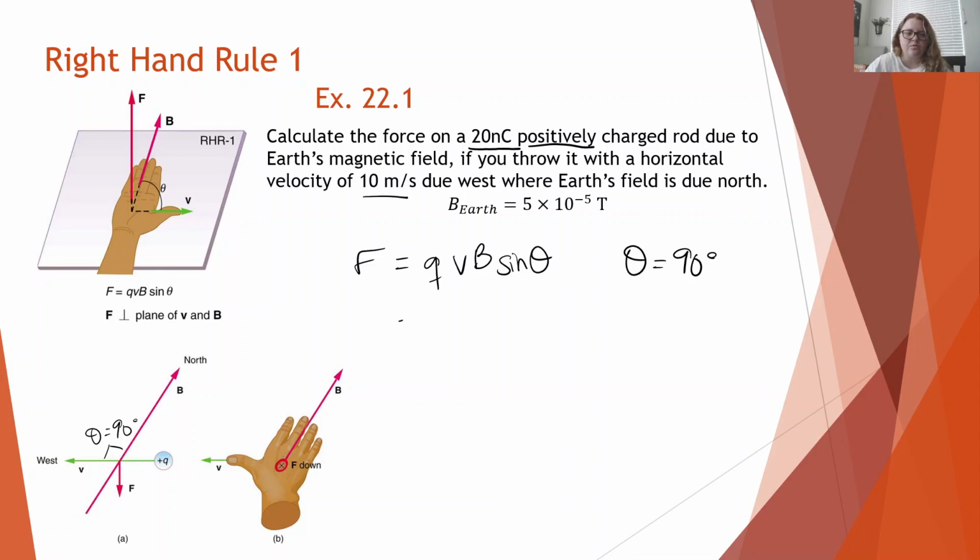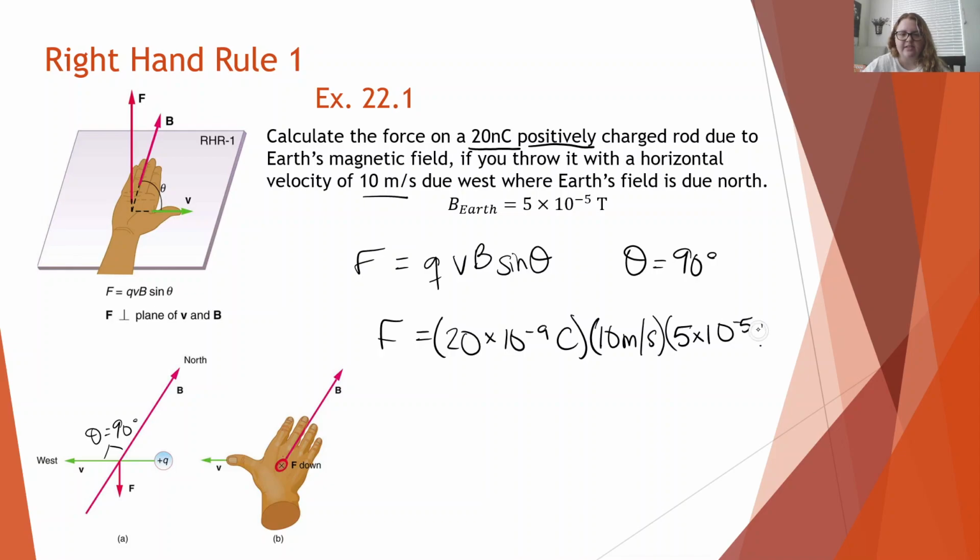So we'll have F is equal to Q, which is 20 nanocoulombs, so that would be 20 times 10 to the negative 9 coulombs, and the velocity 10 meters per second. The B field is 5 times 10 to the negative fifth Tesla, sine of 90 degrees. Sine of 90 degrees is equal to 1, so I'm not real worried about that. Let me get my calculator here.